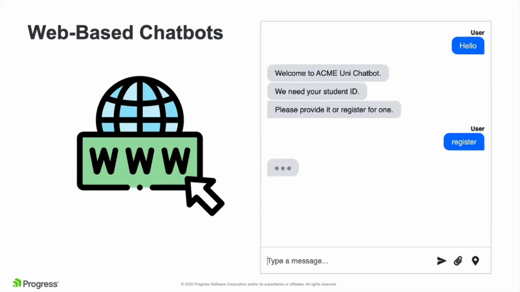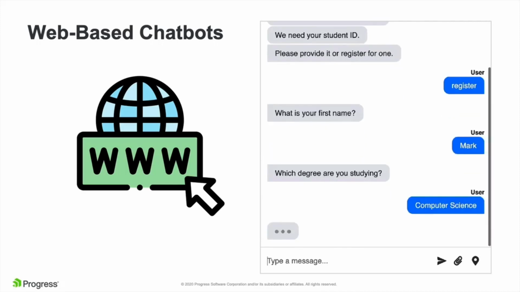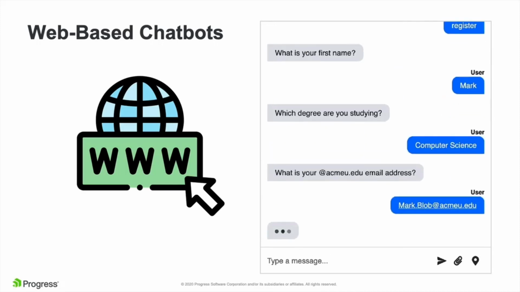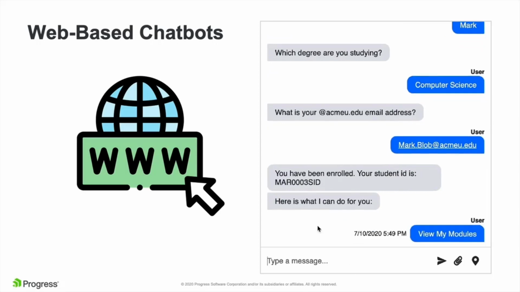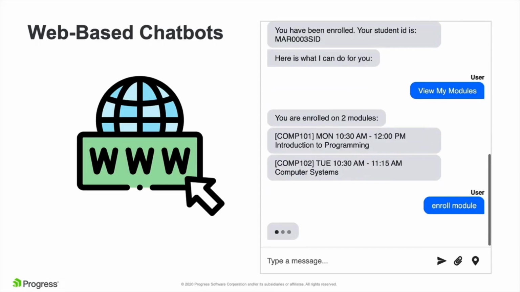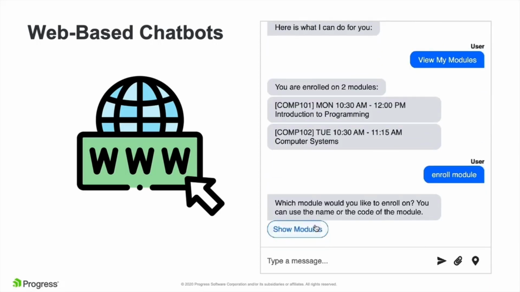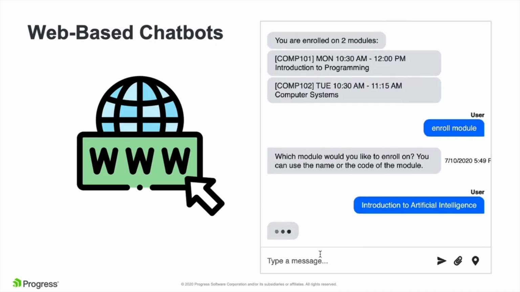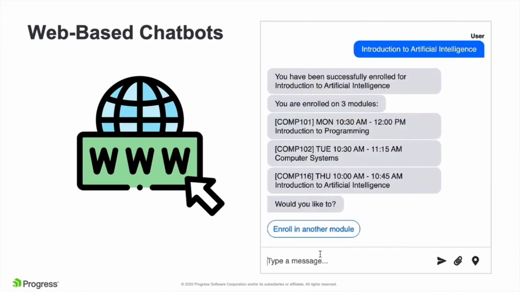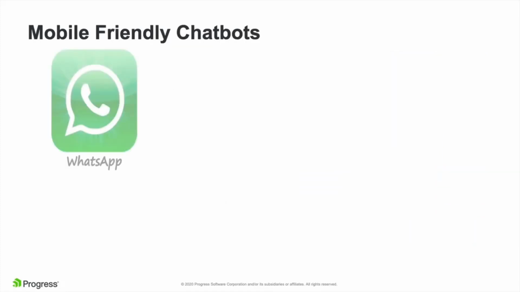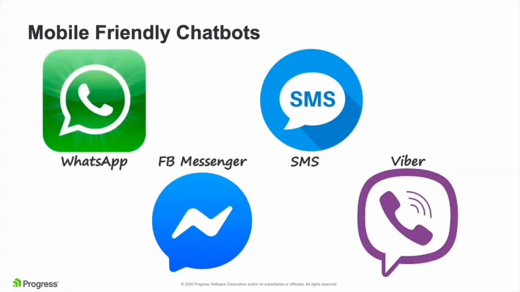So a conversation like that could look like this, where the student says, I want to register, what's your name? My name is Mark, I choose computer science, I'll give you my email address. And by doing that, the chatbot was able to register the student and then display available modules. And that can go on with using all sorts of list pickers and buttons and various UI elements that are available inside a browser.